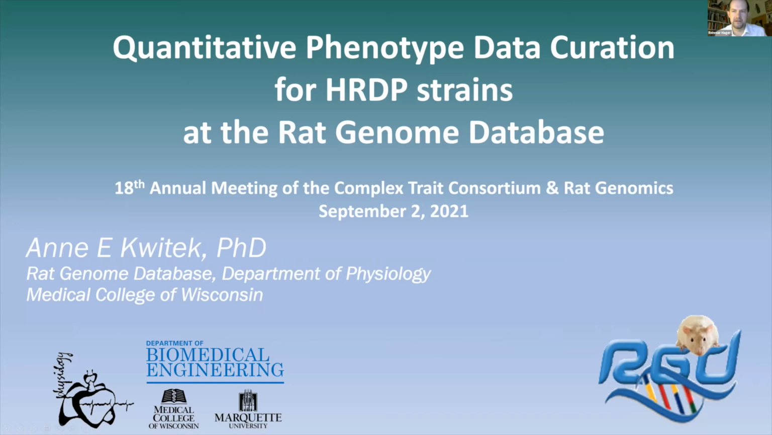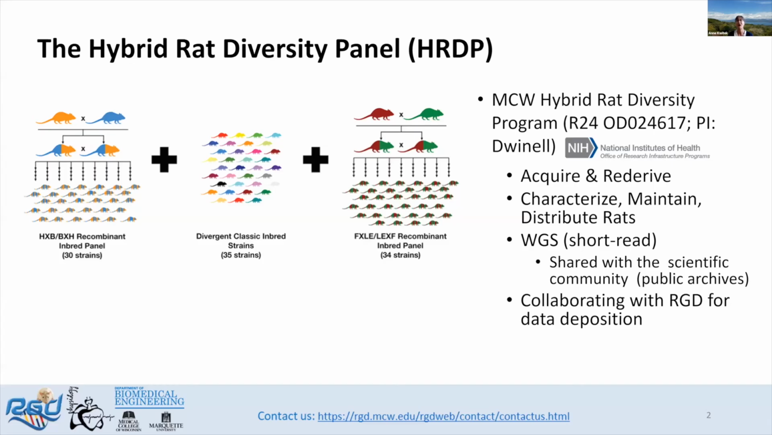Okay, great, thank you. Thank you for letting me talk about some of the quantitative phenotype data curation we're doing, specifically in the HRDP strains, because we've heard a lot about this panel in previous talks. The hybrid rat diversity panel, just as a reminder, is a panel of 96 different strains that were selected to have genetic diversity and are really helpful for genetic studies, especially for complex traits.